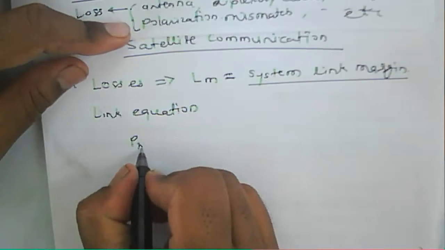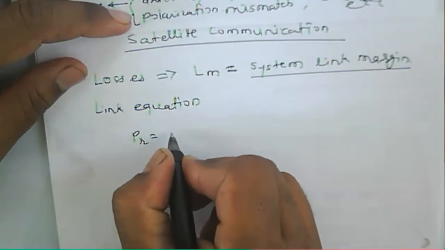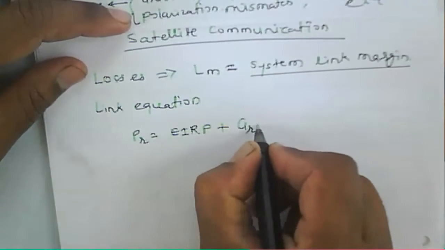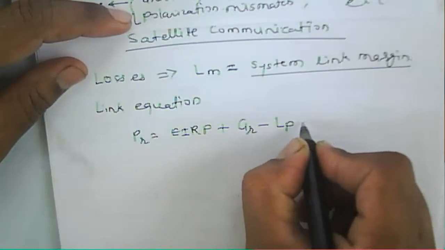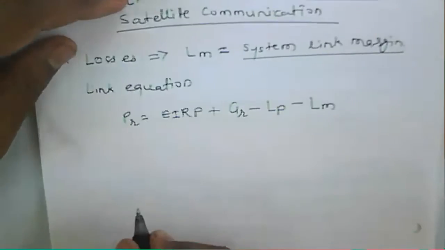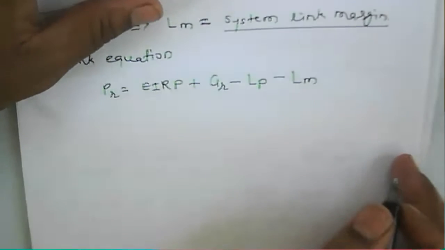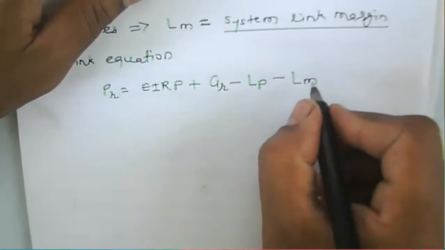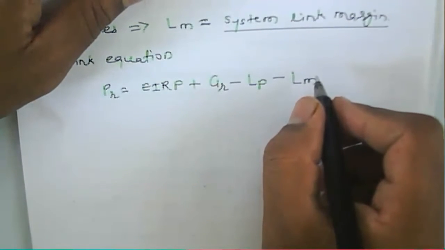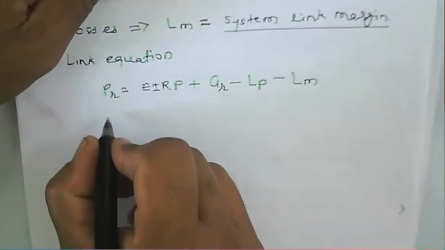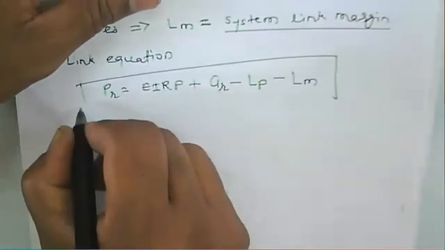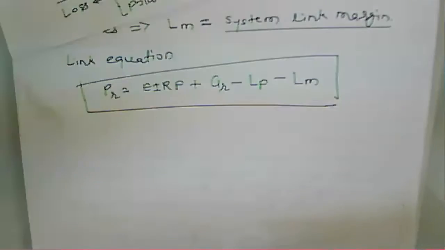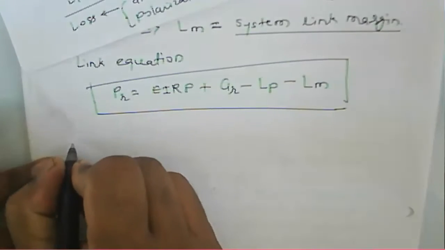The link equation is nothing but: PR is equal to the effective isotropic radiated power, then the gain, then the path loss, then the losses due to the system link margin, or you can say a marginal loss or system loss. This is the link equation for the receiving antenna, and this gives the received power.